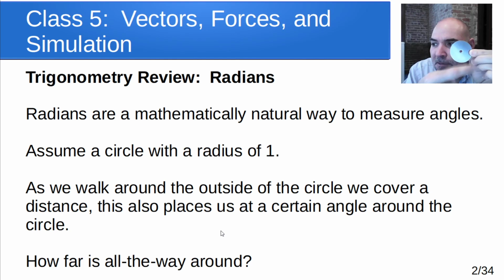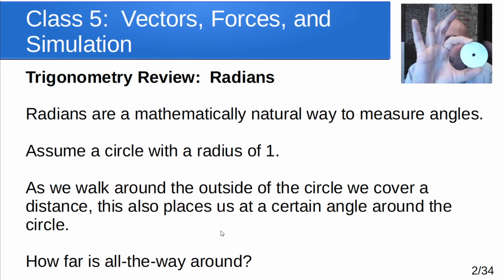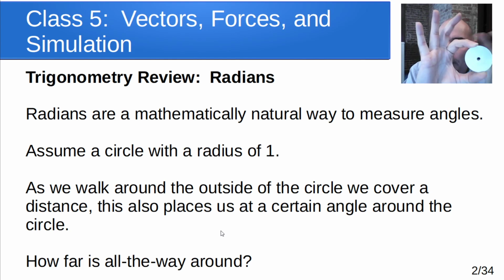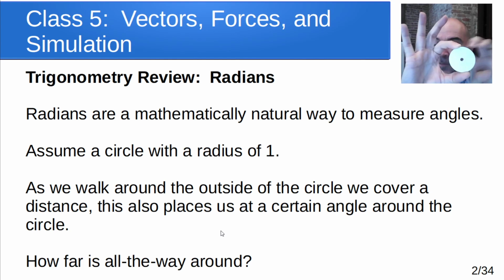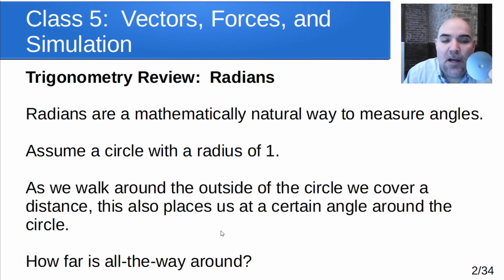Then what's the distance all the way around? Well, 1 inch radius means 2 inch diameter. And then if you measure the distance all the way around, it's going to be 2 pi inches all the way around. And that's true no matter how big the circle is. One radius, no matter how big that radius is, will fit 2 pi times around the outside.